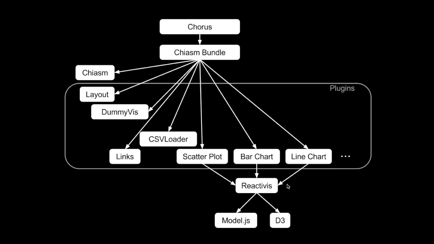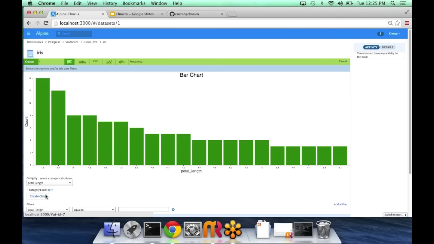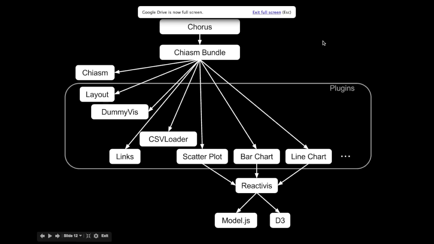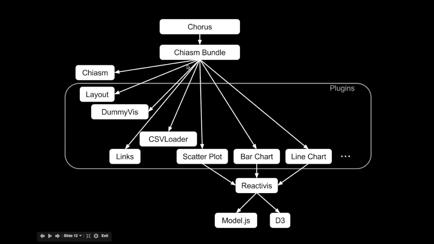This is the dependency graph of JavaScript modules that are used in Chiasm right now. What you saw earlier in the Chorus demo is the Chiasm bundle. When you click on this, it calls into the SQL database and computes the aggregations. So what's happening is Chiasm is being bundled into one massive JavaScript file, and then it's being integrated into the Rails asset pipeline of Chorus.